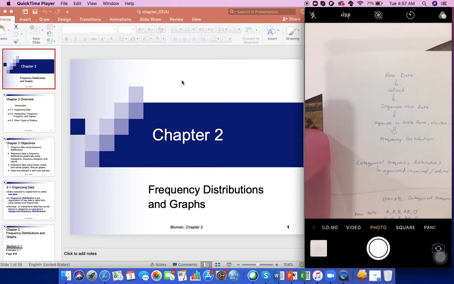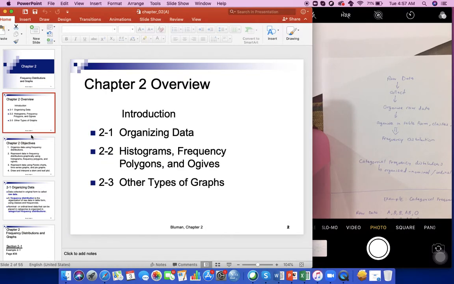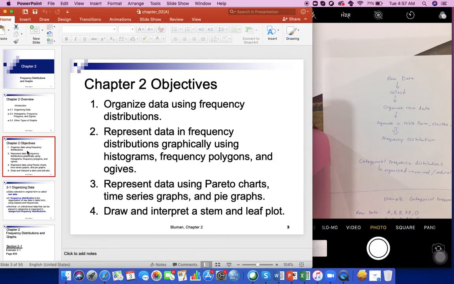So let's take a look at our slides. The objective of this chapter 2 is, the first one, to organize data using frequency distribution. And then using the data, we want to represent the data in a graph. And then we also want to represent the data in charts. And then we want to draw and interpret a stem and leaf plot.